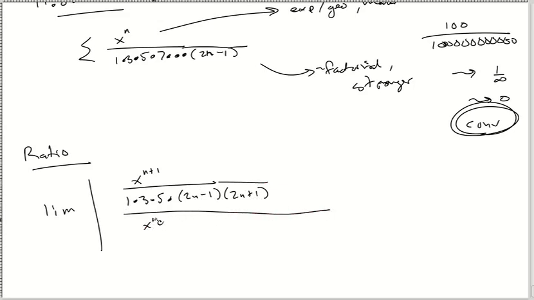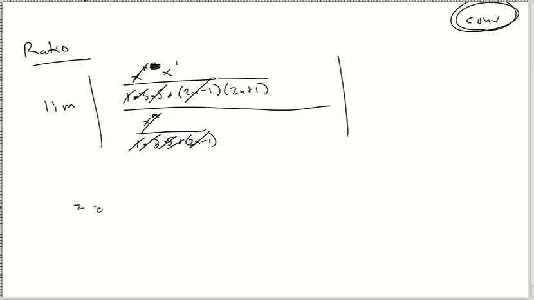And then we have this original down here. You know, I'm going to change this guy a little bit. There you go. That's a little bit better because it'll cancel. 1, 3, 5, 2n minus 1. All right. Cancel. And so what I'm left with now is x in the top and 2n plus 1 in the bottom.